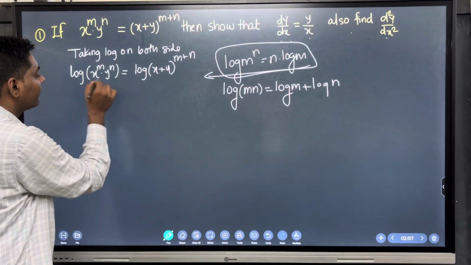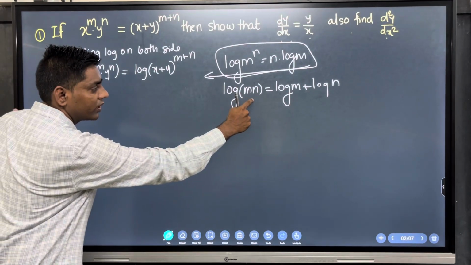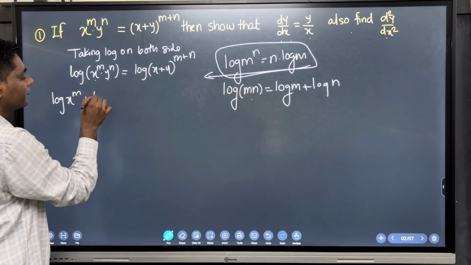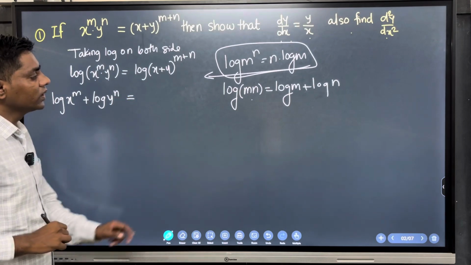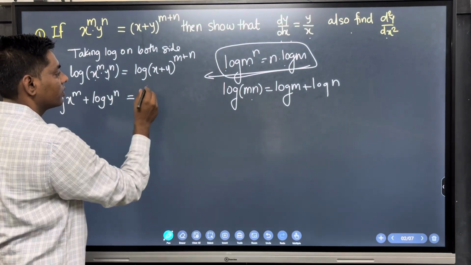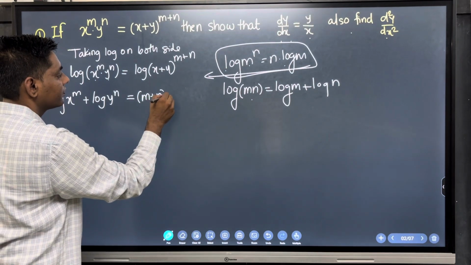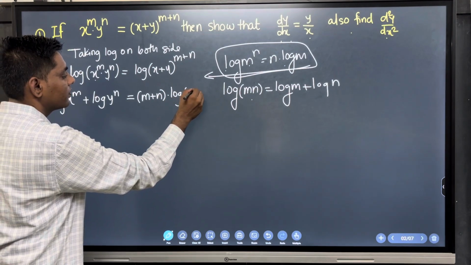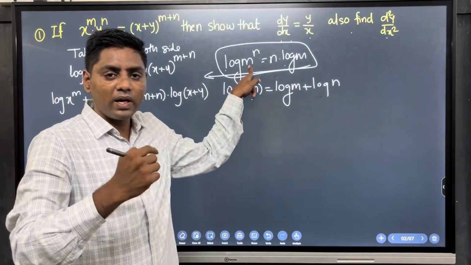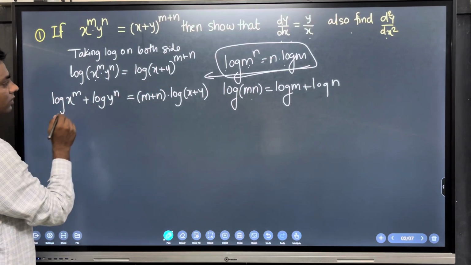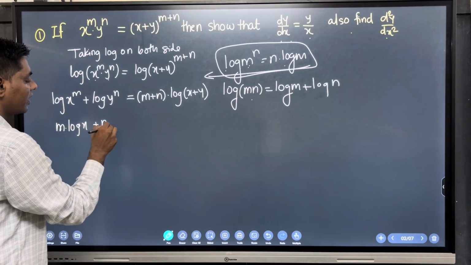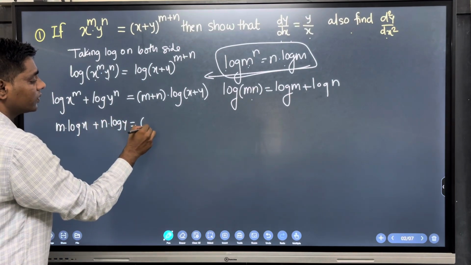Now on the left hand side both are in multiplication, so use this property, very simple. We make it log of x raised to m plus log of y raised to n equal to, applying the exponential property on the right side, m plus n into log of x plus y. And after that, on the left hand side, by using the logarithmic exponential formula, we get m into log of x plus n into log of y equal to, that is as it is.